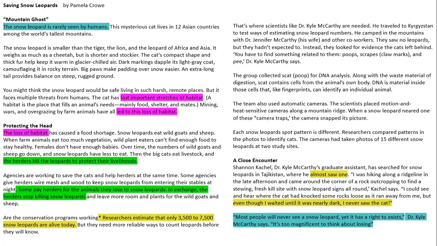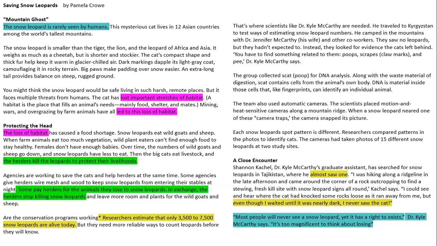Protecting the herd. The loss of habitat has caused a food shortage. So here we're again talking about the habitat. So I really need to keep those repeating words in mind. Snow leopards eat wild goats and sheep. When farm animals eat too much vegetation, wild plant eaters can't find enough food to stay healthy. Females don't have enough babies. Over time, the number of goats and sheep go down, and snow leopards have less to eat. Then the big cats eat livestock, and the herders kill the leopards to protect their livelihoods.